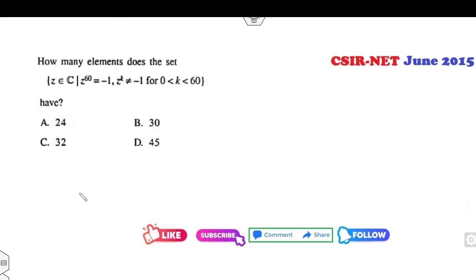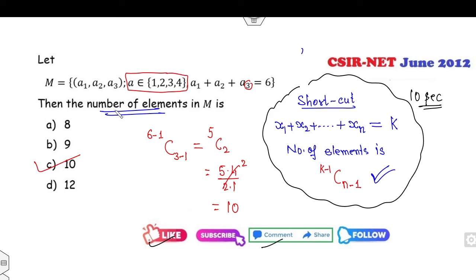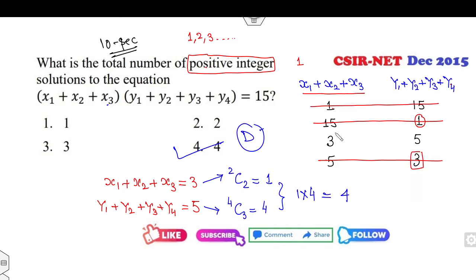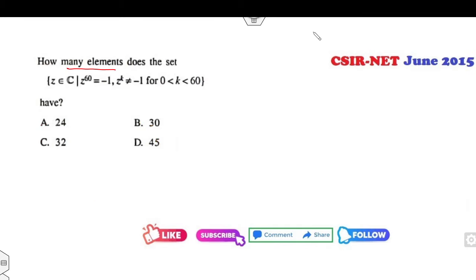Okay, how many elements does the set have? Now again, they are talking about how many elements. The same method as I told you. But in this case, it's a linear equation. But right now, the equation is in the power.